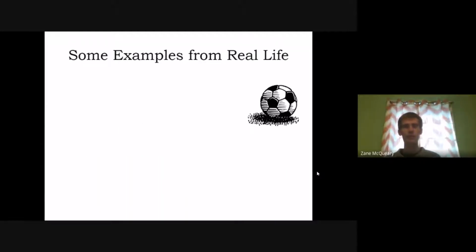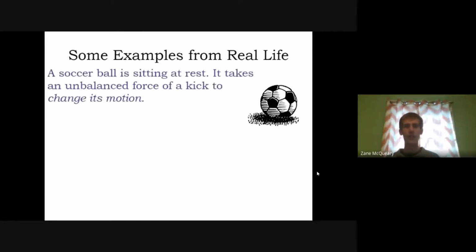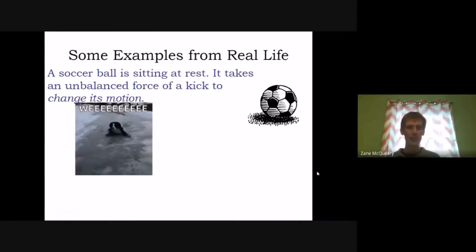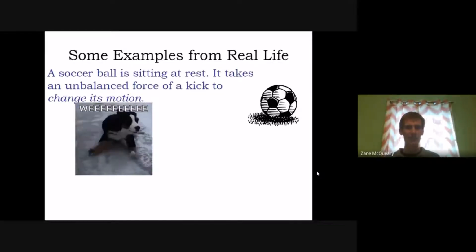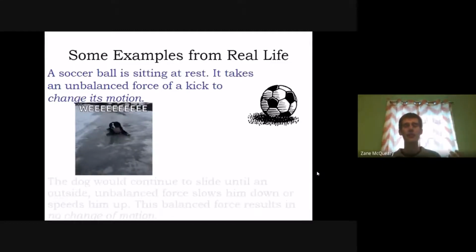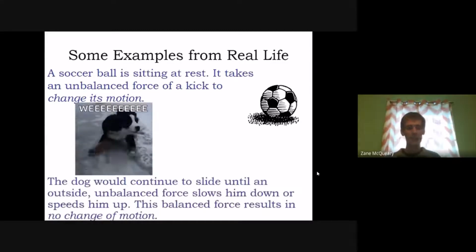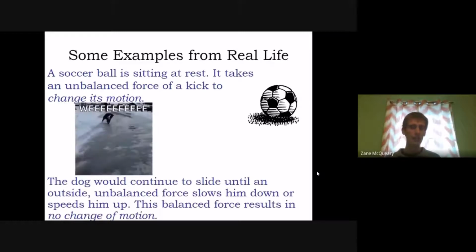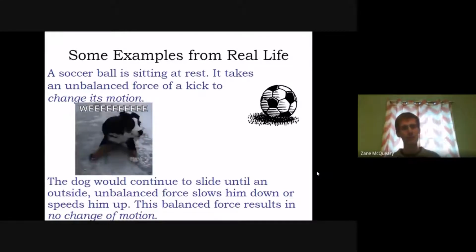Some examples from real life include a soccer ball. When it's just sitting there, it doesn't want to change its motion. It requires a kick, aka an outside force, to change its motion, to speed it up. Or this little puppy right here, sliding along on the ice. He's going to keep sliding on that ice until there's some other outside force that slows him down. Maybe someone sprinkles a little salt on there to give him some friction.